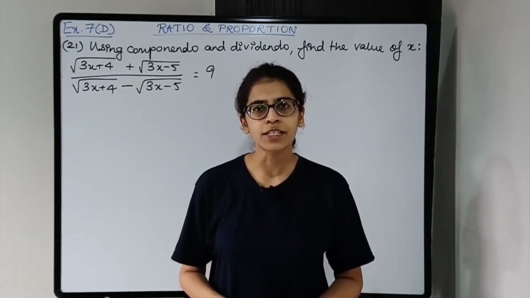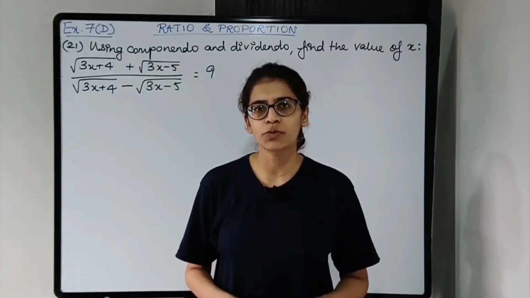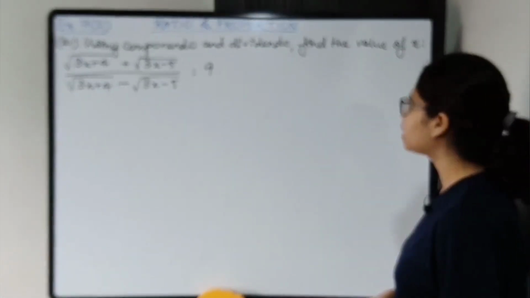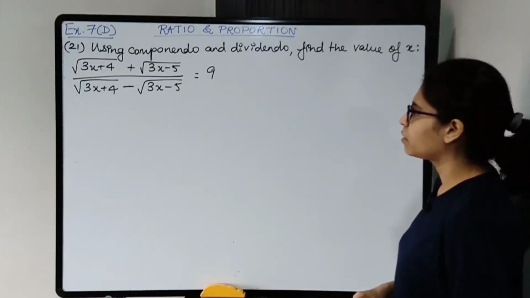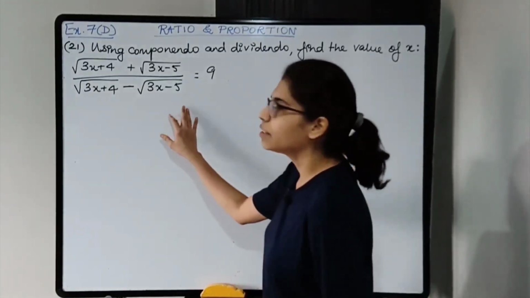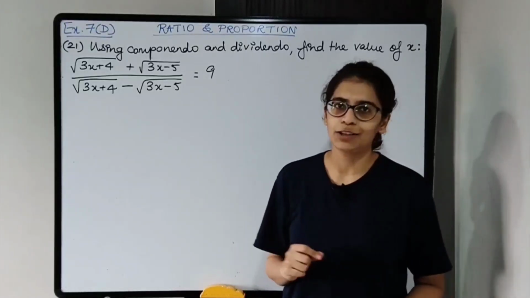In this video, we'll continue with exercise 7D from chapter Ratio and Proportion. So coming to question number 21. Using componendo and dividendo, find the value of x. Root of 3x plus 4 plus root of 3x minus 5 upon root of 3x plus 4 minus root of 3x minus 5 is equal to 9. This is the given and we have to use componendo and dividendo and find the value of x.